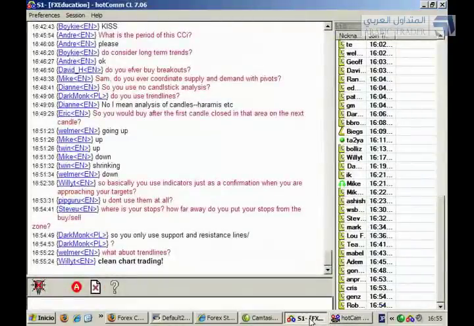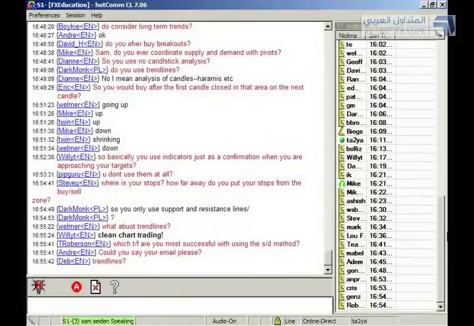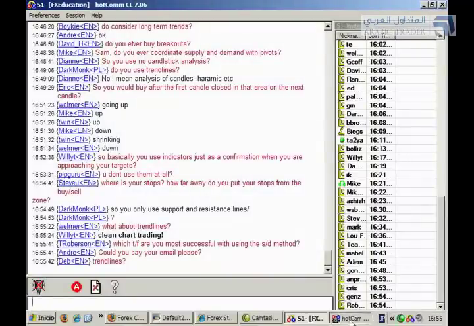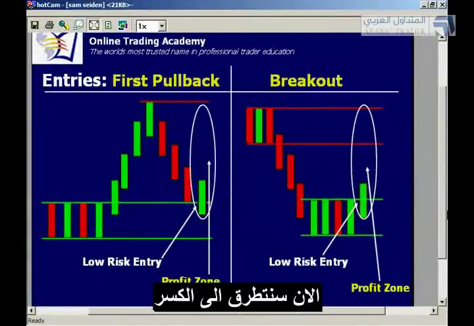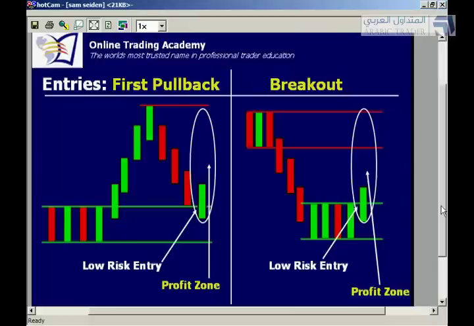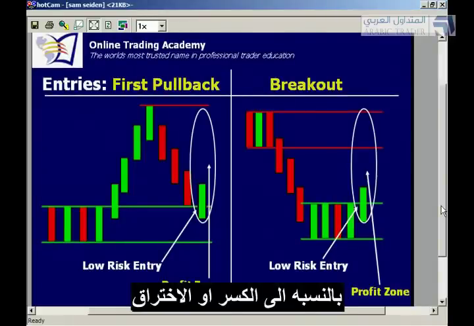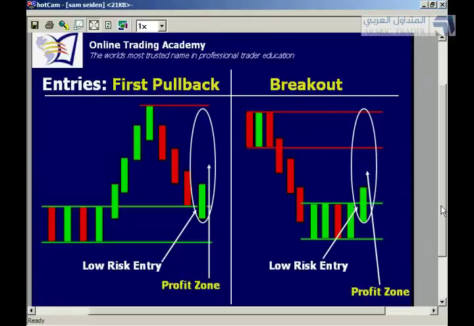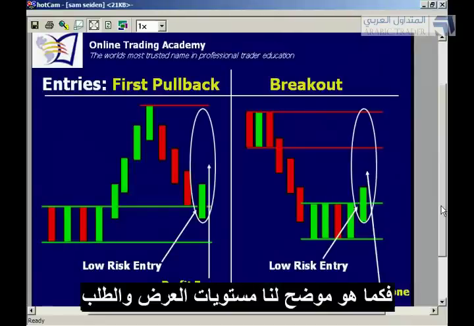I kind of skipped a few pages here just because we're running a little short on time, so I just want to come down to this one. I saw a few questions about breakouts. The key to breakouts, knowing whether a breakout is going to work or not, let's focus on this chart on the right, is knowing where your supply and demand levels are.